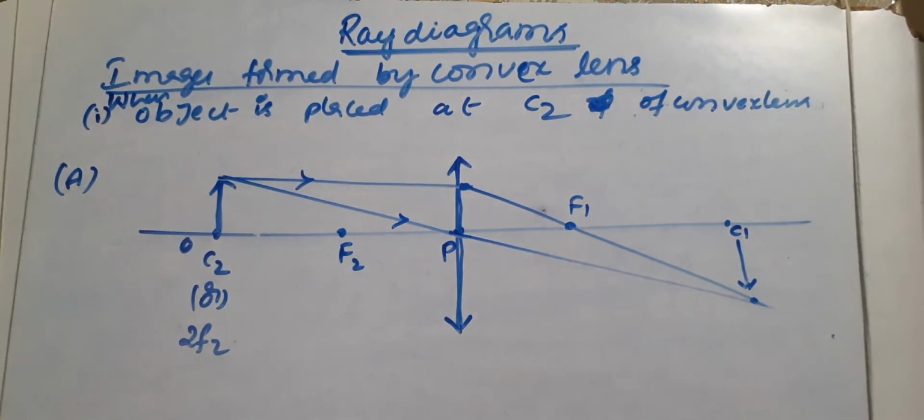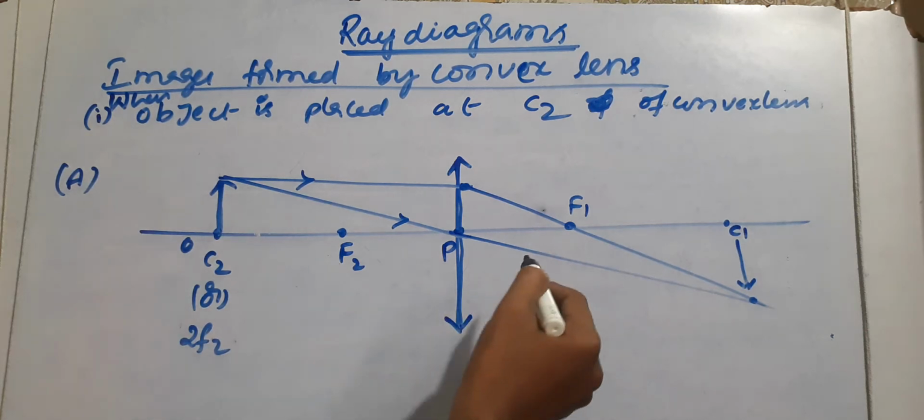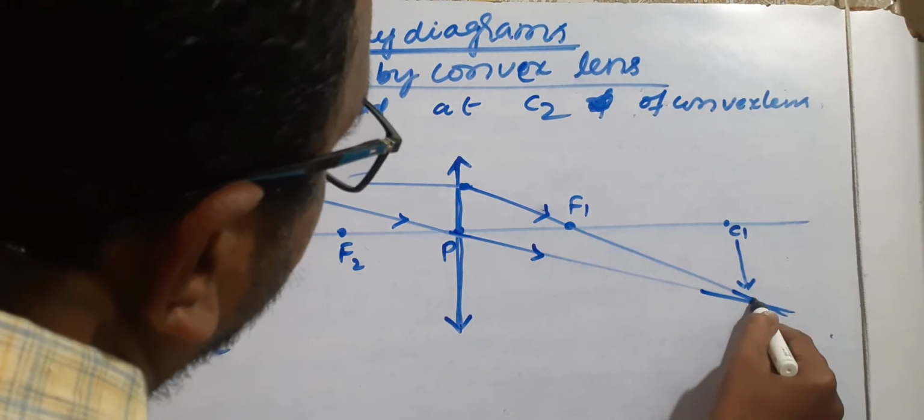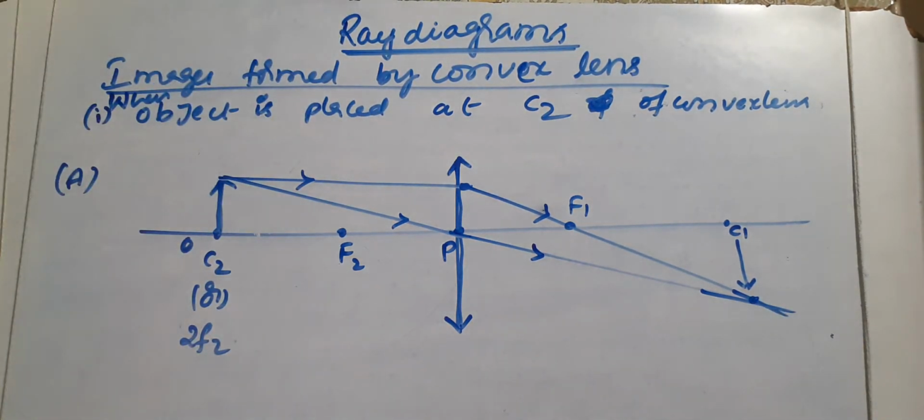This image is not visible directly, and these rays are after the refraction. These two are intersecting or converging at this point. At this point, students, the image is formed exactly at C1. When the object is at C2, the image is formed exactly at C1. Now you can compare the sizes. The size of the object and the size of the image are the same. The image is not bigger or smaller than the object, so it is equal to the object size.